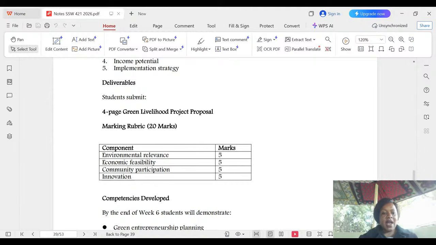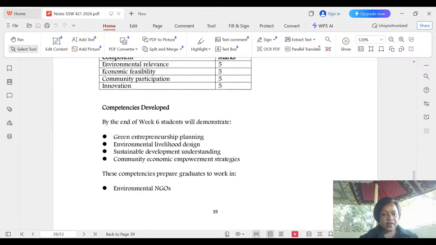So after all, this is what you need to have learned, or be able to demonstrate: green entrepreneurship planning. You should be able to do this for organizations and communities, environmental livelihood design, sustainable development understanding for yourself and for communities, and community economic empowerment strategies, which we have talked about at length. So you need to be aware of them.